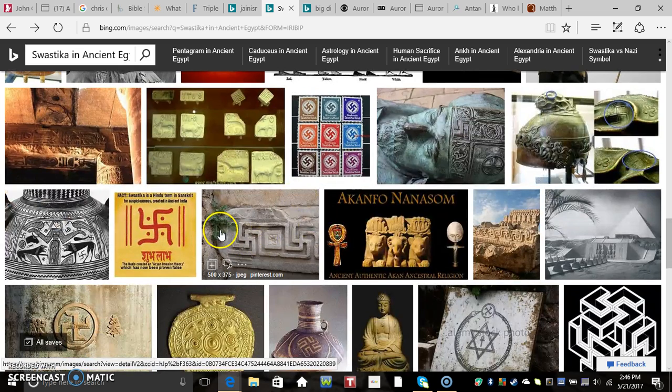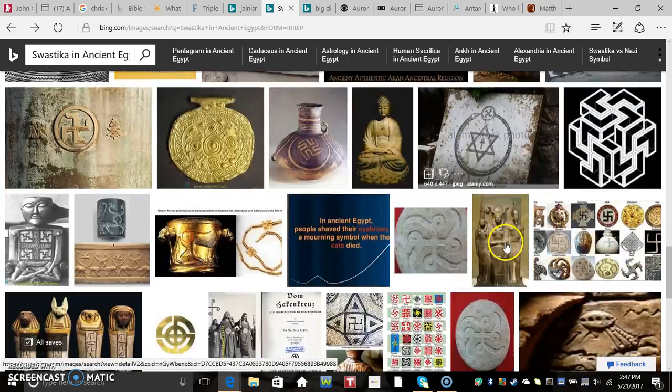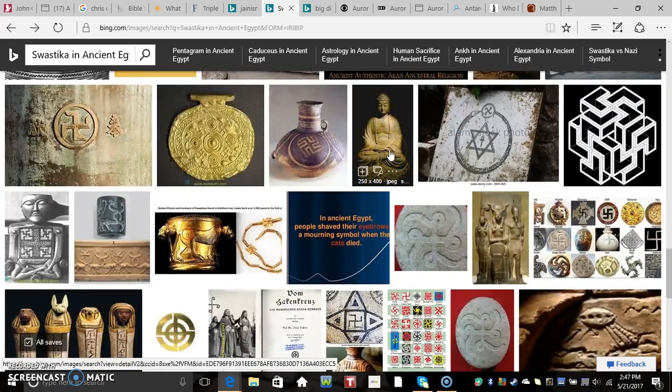This is a Greek meander pattern right here. It's a key pattern that's very similar to this symbol of the Big Dipper rotating around Polaris, but it's pretty much the same thing. It's telling the same story. Here it is again over here. It's a key pattern that they use to decorate buildings with. Here we go.